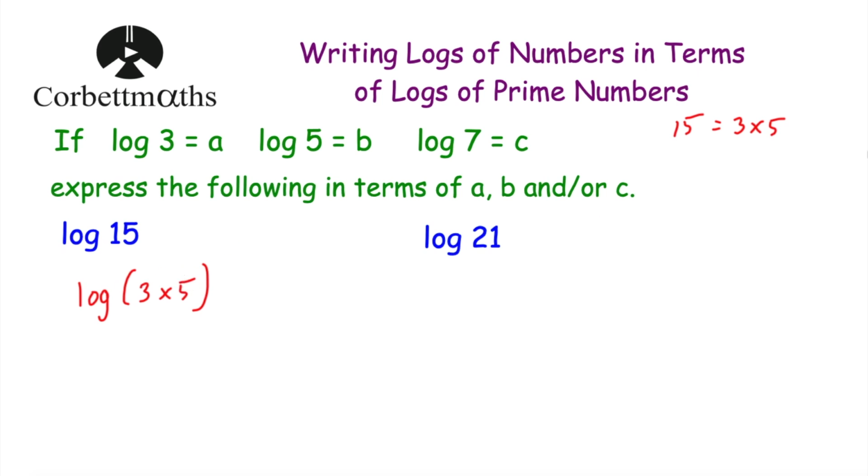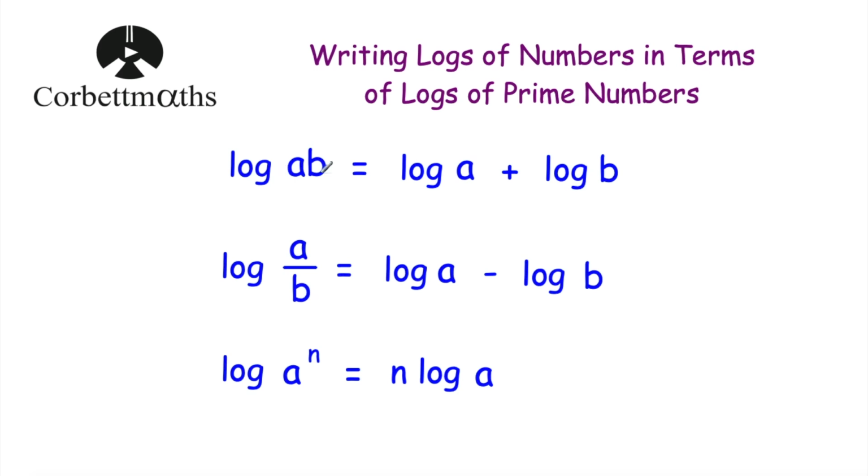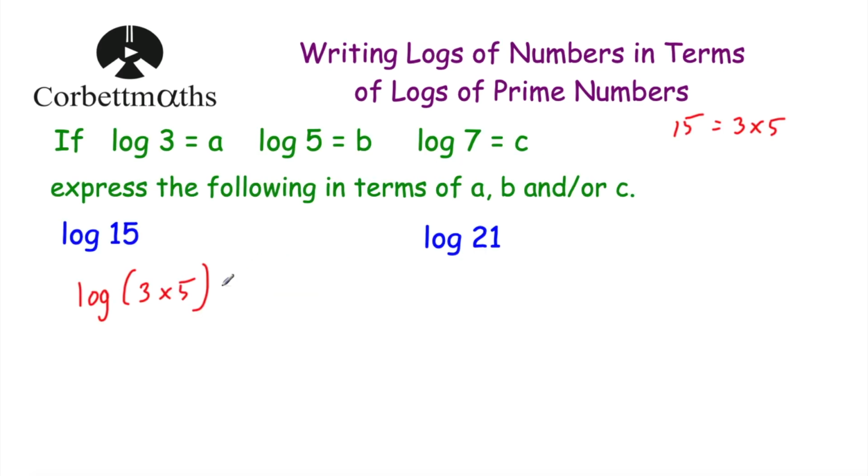Now remember, if we go back to our laws of logarithms, log AB is equal to log A plus log B. So we can split up that log. Instead of writing log of 3 times 5, we can say that's log 3 plus log 5. Because if we had log 3 plus log 5, we would times the 3 and the 5 together to give us 15. So we're splitting that up into log 3 plus log 5.